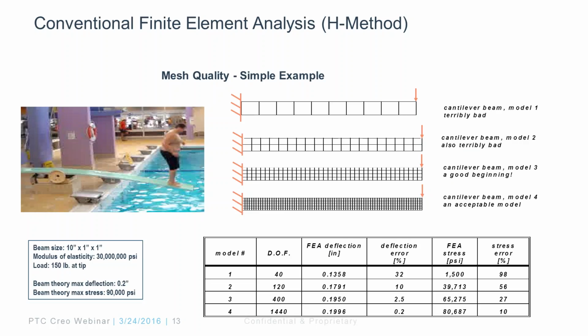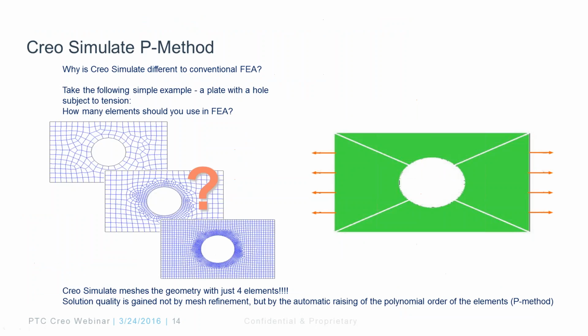the pre-processing? You may not be experienced in FEA to automatically tell that, okay, I need so many elements for this aspect ratio, I need so much mesh density for this aspect ratio. So instead of using the H method, Creo Simulate uses the P method. P stands for polynomial, wherein instead of mesh refinement, the P solver of Creo Simulate automatically increases the polynomial order of the equations used to solve for deflections and stresses.